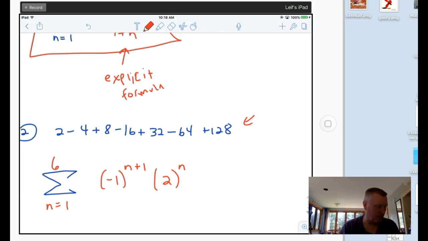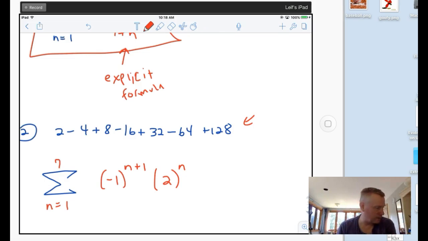Double check my notes. Oh, is it 7? 2 to the what power? 2 to the 7th power is 128, so it should be 7, not 6. 6 gave me 64. So it goes from 1 to 7. So there's 7 numbers in the sequence, and if you added them all up, what do you get?